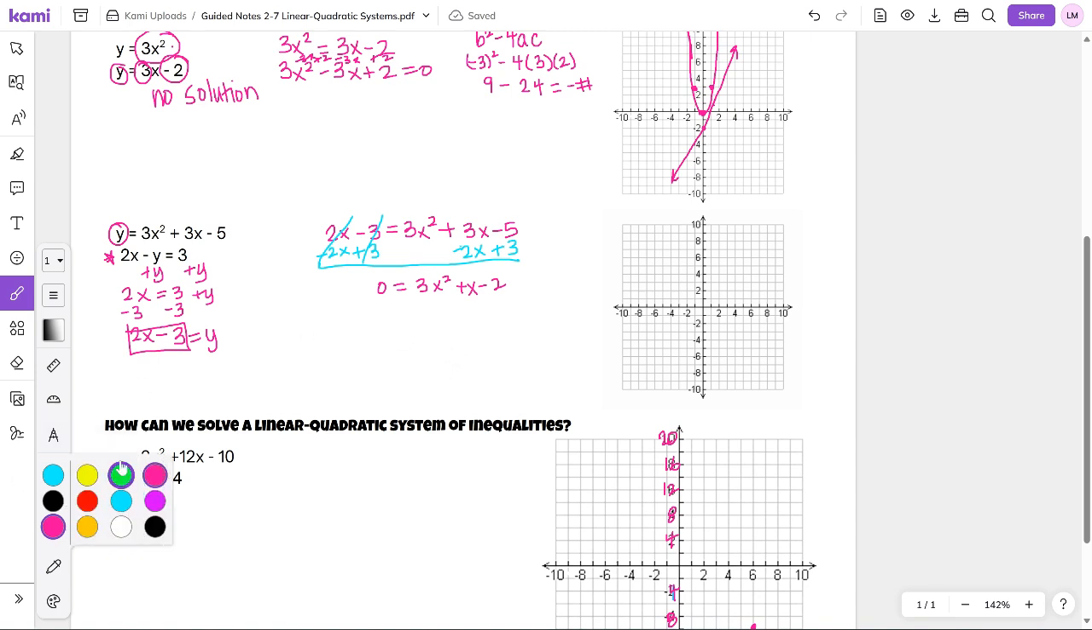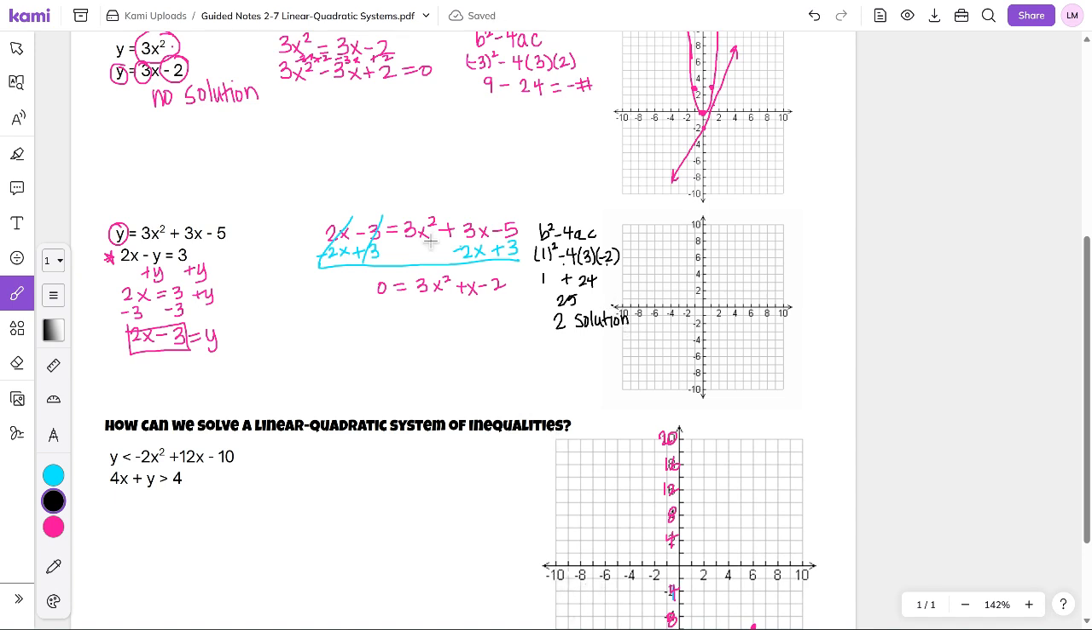First, I'm going to tell how many solutions. I could ask me. So I'm going to do b squared minus 4ac. So b is 1, a is 3, c is -2. And this is great because I have two negatives, which is going to make this positive. So I have 1 plus 24. So that would be 25. Positive number, so I know that I have two solutions. So my graphs are going to intersect at 2 points.